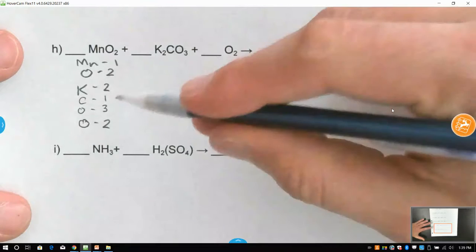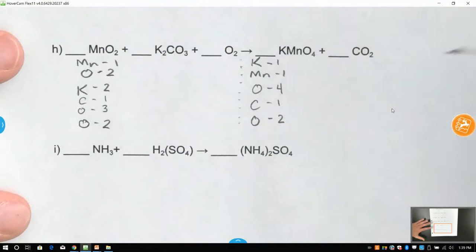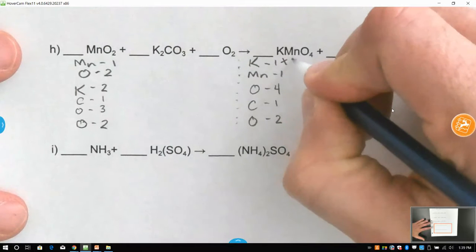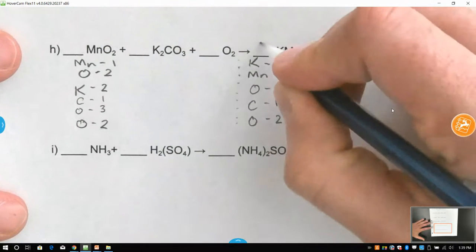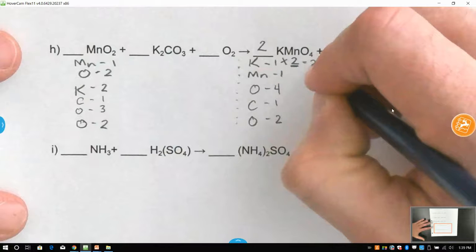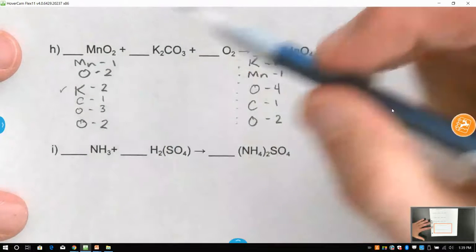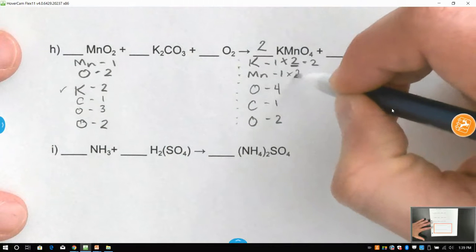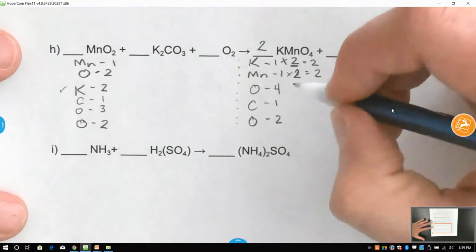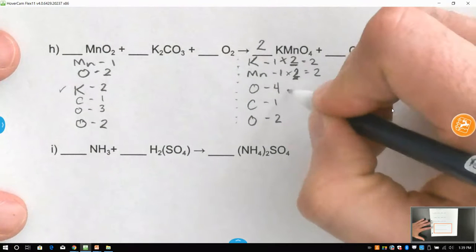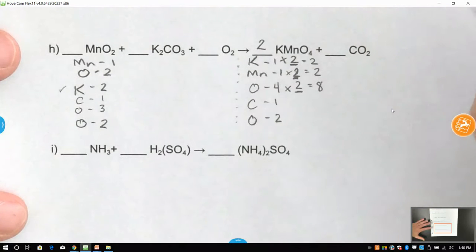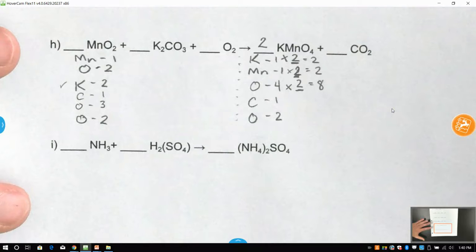So let's say I have 2 potassium on the left side. I have 1 on the right. So first thing I would do is multiply this potassium on the right side by 2. So that becomes the coefficient. So the potassiums are balanced. Now this 2 affects the manganese. So we have to multiply this by 2, which gives us 2 of them. And this 4 oxygen has to get multiplied by 2 as well, giving us 8 oxygen.